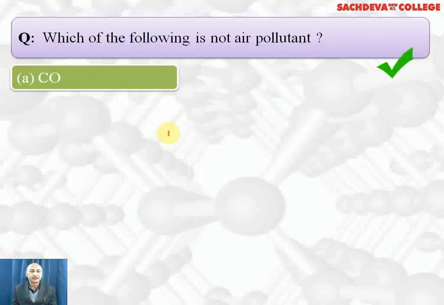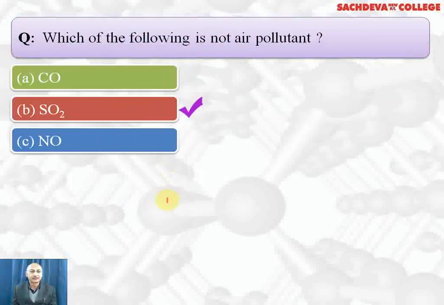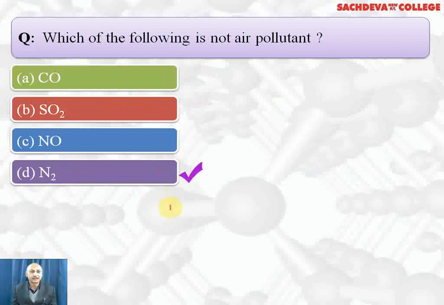Which of the following is not an air pollutant? Carbon monoxide, sulfur dioxide, nitrogen monoxide, and nitrogen. Correct answer is nitrogen. Others are air pollutants.